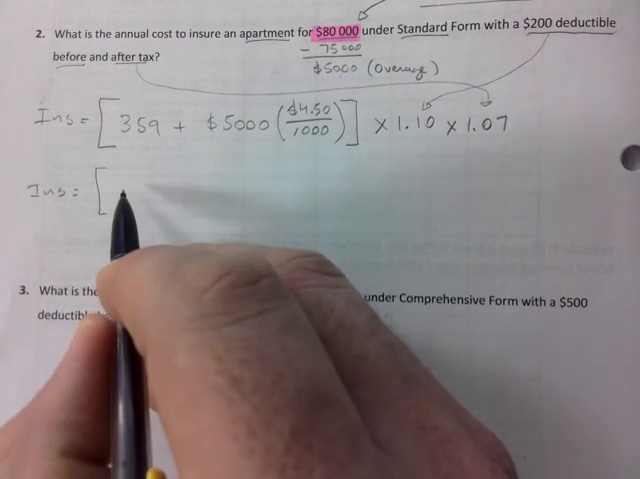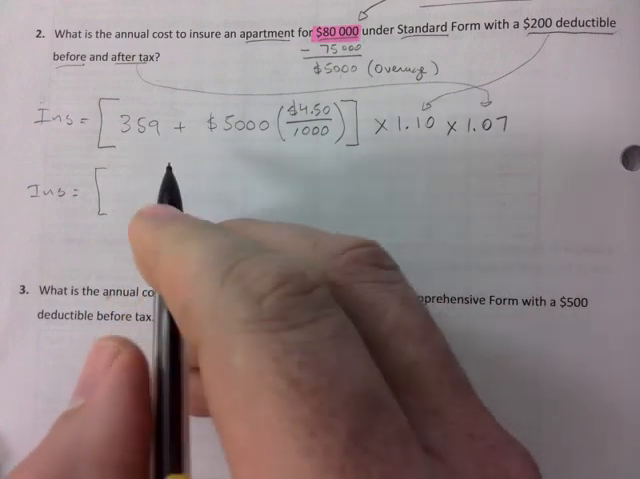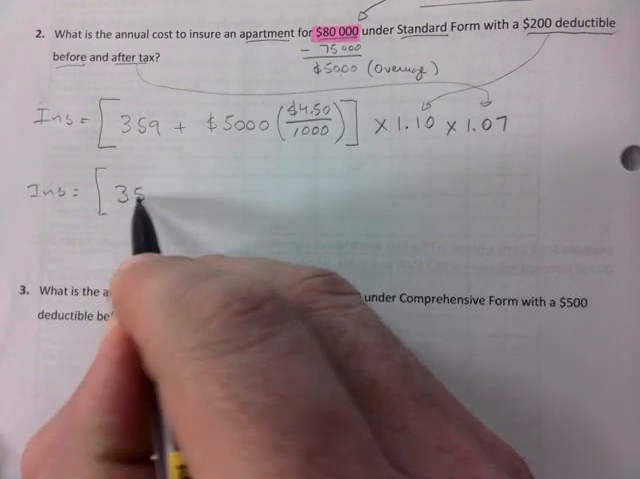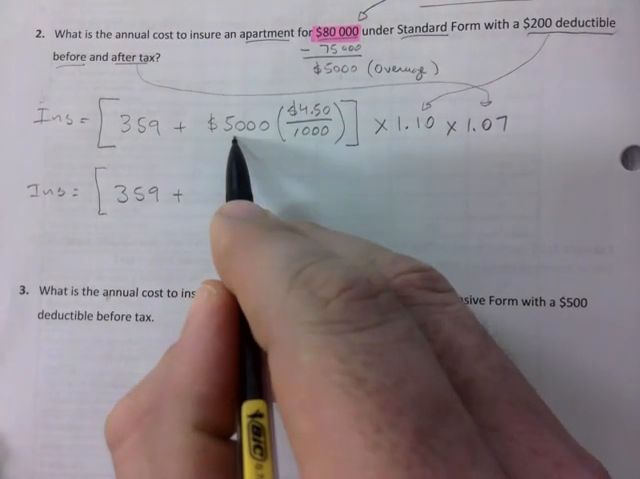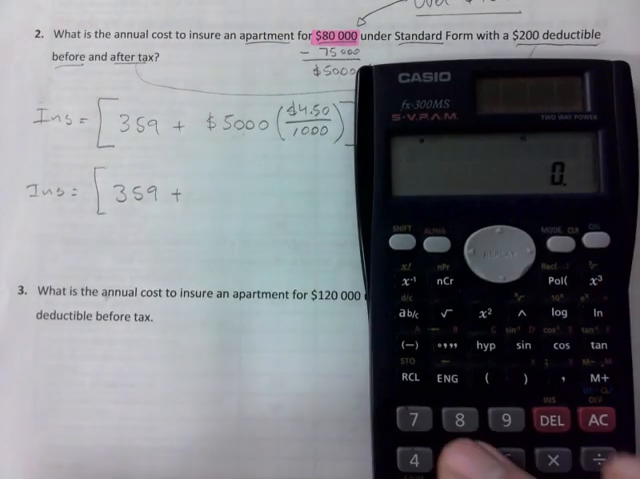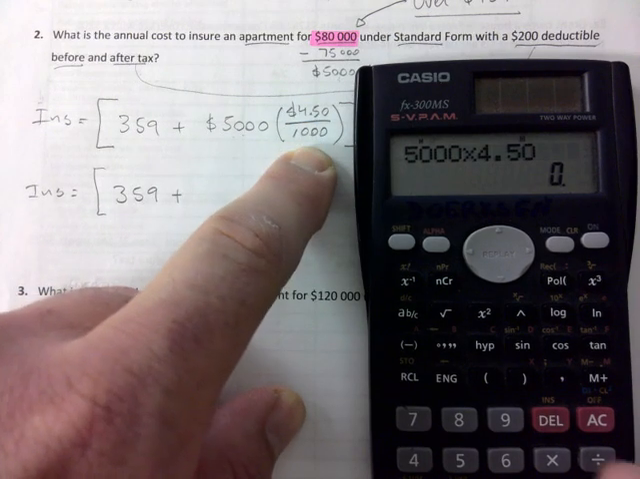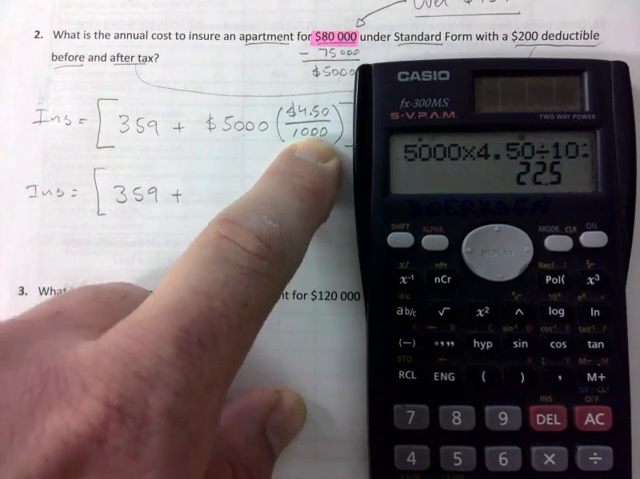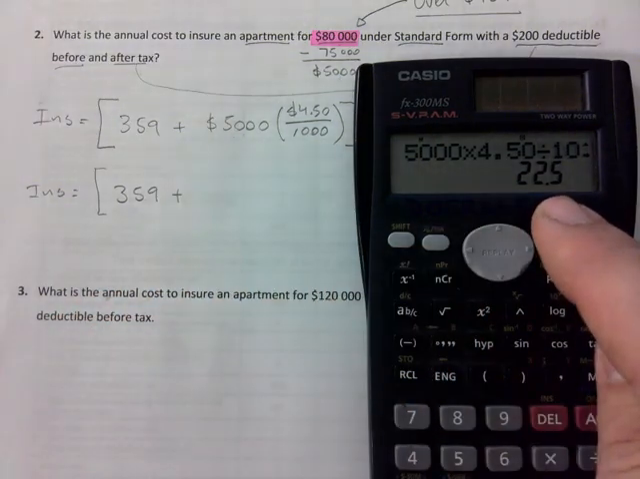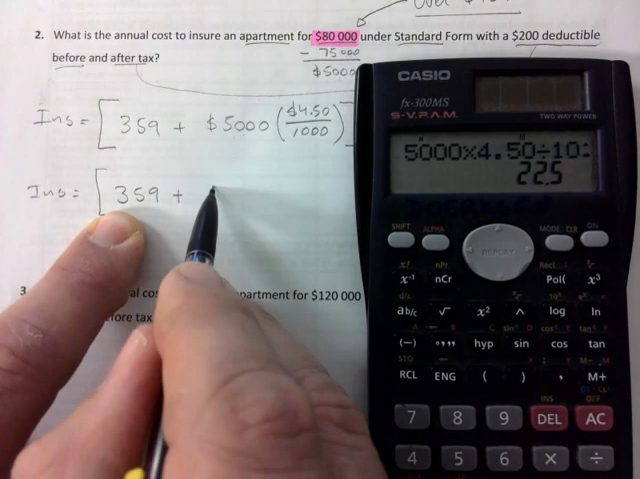Guys, look up here once. Please don't type all of this in one shot. It's probably gonna go wrong unless you know exactly what you're doing. Just go like this, okay? 359 plus. Let's figure out what this is. Okay, get rid of ugly fractions and stuff like that. So you go 5,000 times 450 divided by 1,000. Just do that little chunk there. So what you just found out is you need to pay $22.50 extra above the 359 to make sure you have enough coverage. So this is $22.50.